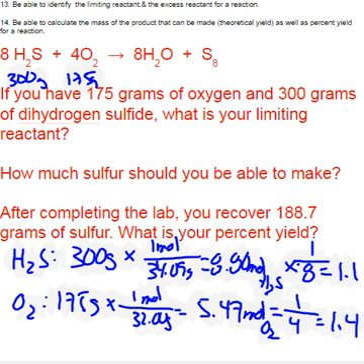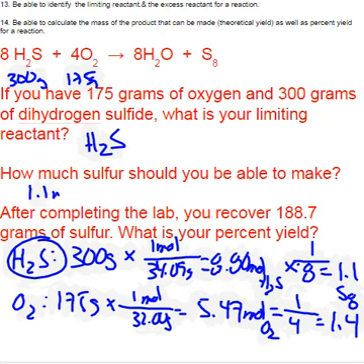So H2S is actually my limiting reactant, because it only makes 1.1 moles of the product of S8. And that's what matters, which one makes more product. How much sulfur should you be able to make? You're only going to be able to make 1.1 moles. You don't get to add these together.